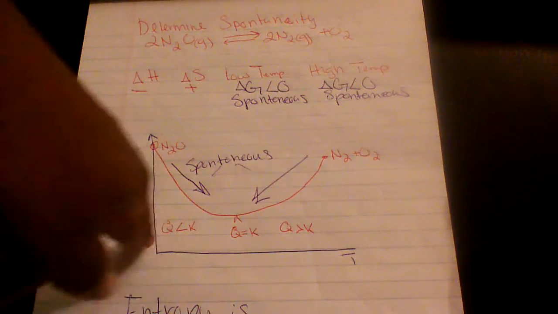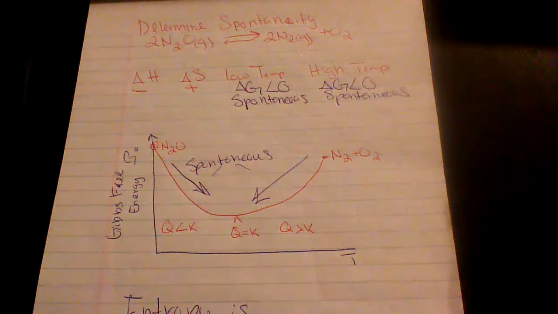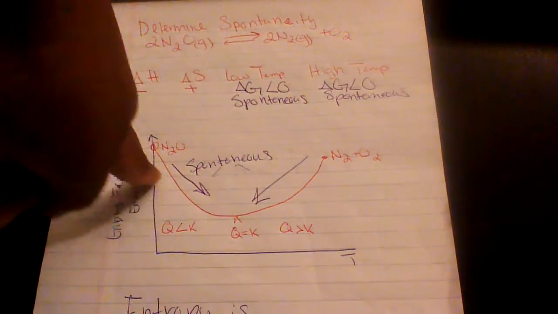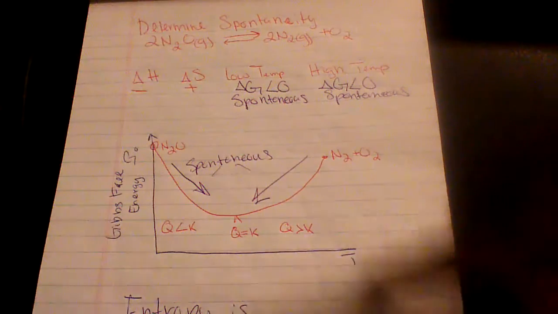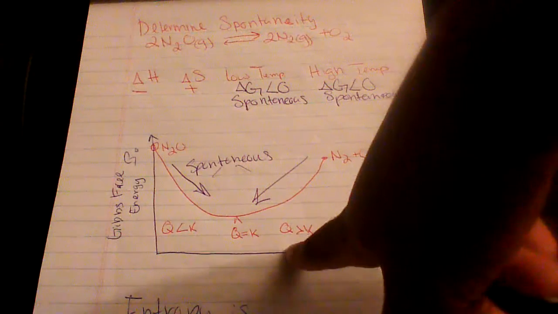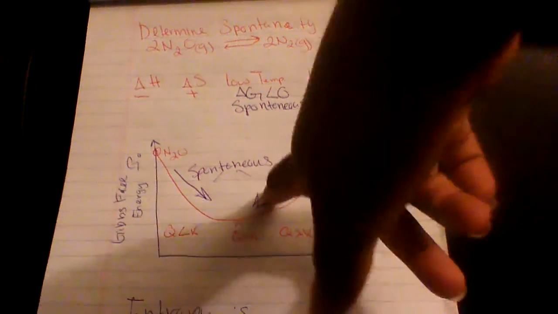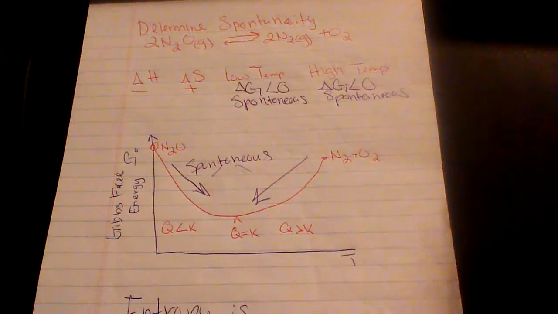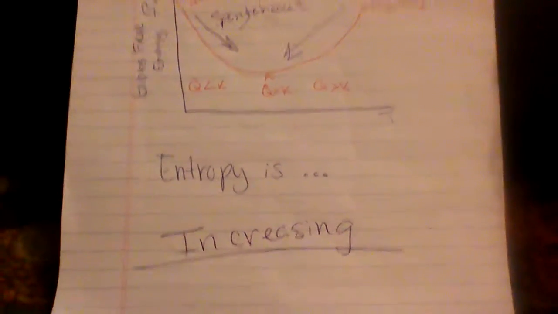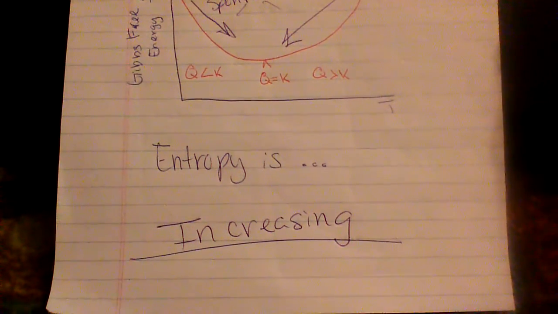So Q, the reaction quotient, is going to be less than K, and it's going to move to the right. If the reaction quotient is greater than K, it's going to go to the left, and therefore it's creating a spontaneous reaction. So saying that, we can conclude that entropy is increasing. In most cases, entropy is always increasing, even if things are not at standard conditions.